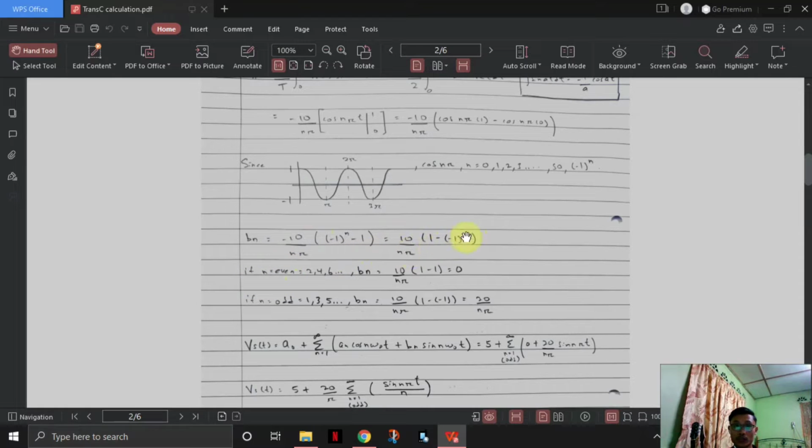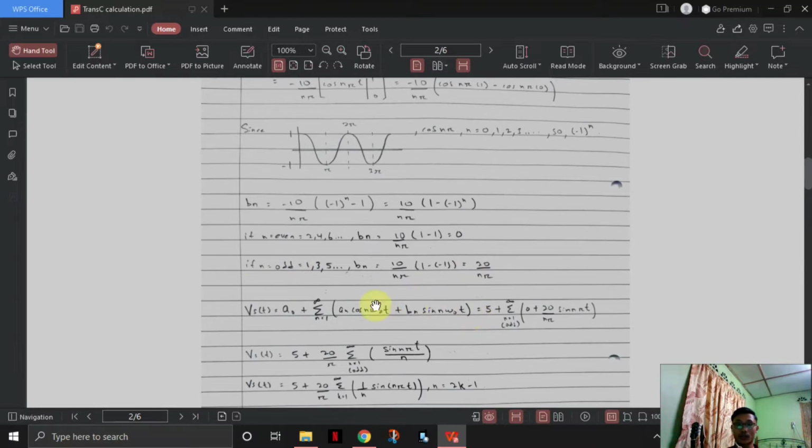If n is an even number, which is 2, 4, 6, 8 and so on, the bn value is 10 over n pi times 1 minus 1, which equals 0. If n is an odd number, 1, 3, 5, 7, we'll get the value of bn as 10 over n pi times 1 plus 1, so we'll get 20 over n pi.